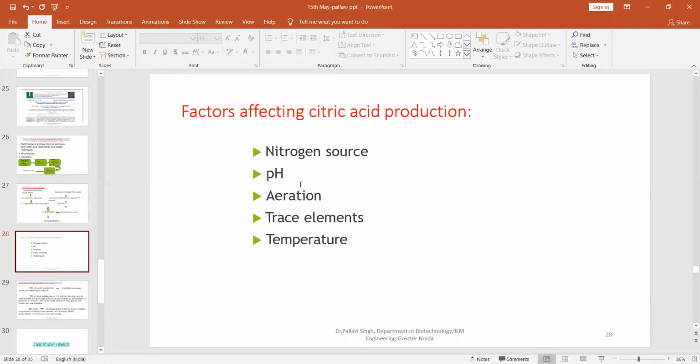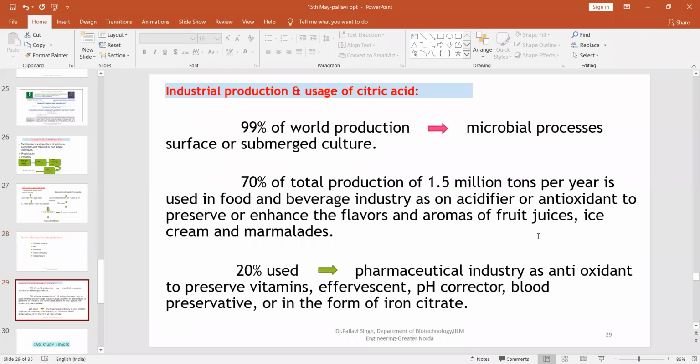We had varied the pH as well as temperature to find out at what conditions we should do the citric acid production. So these 5 factors, nitrogen source, pH, aeration, trace elements and temperature, affect the citric acid production. And this is about the application part again: 70% of the production of 1.5 million tons per year of citric acid is used in the food and beverage industry. Similarly, 20% is used in the pharmaceutical industry to preserve the vitamins.